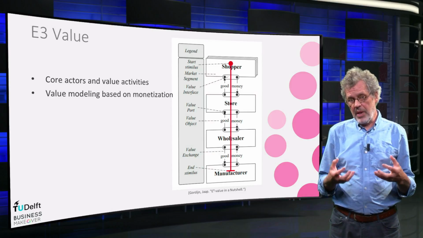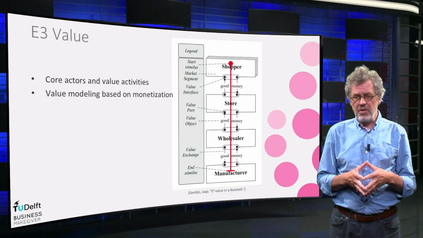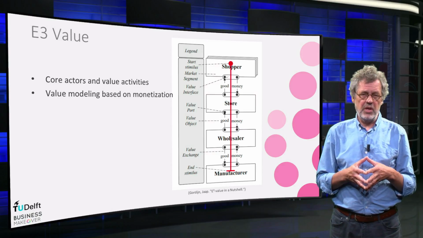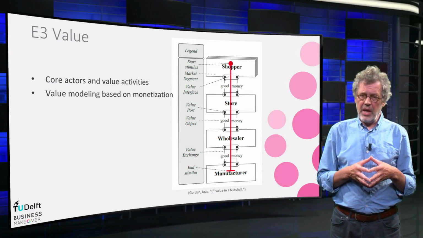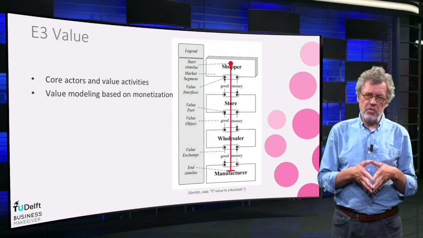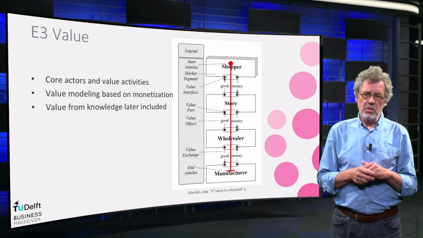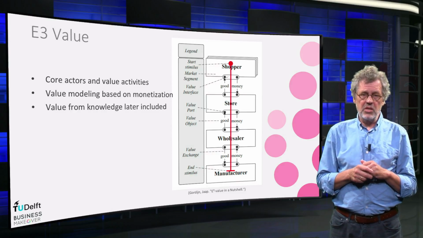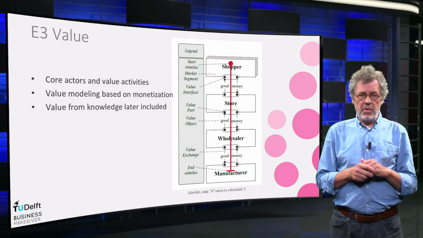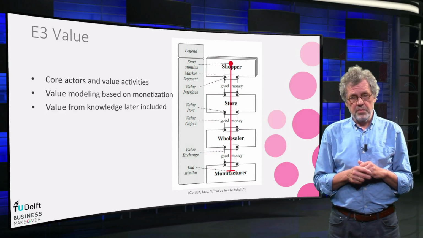Values are both tangible and intangible values. However, monetization of intangible value is quite hard, and in the end the model is based on a simple cost-benefit reasoning. The exchange of information and knowledge was not originally modeled in the E3 value, but is now included in an extension that deals with information and knowledge processes.